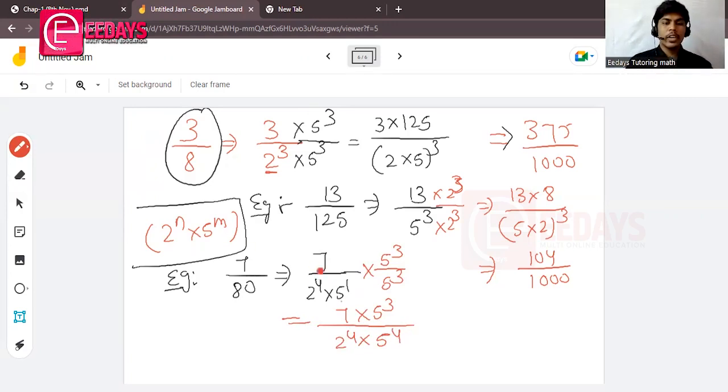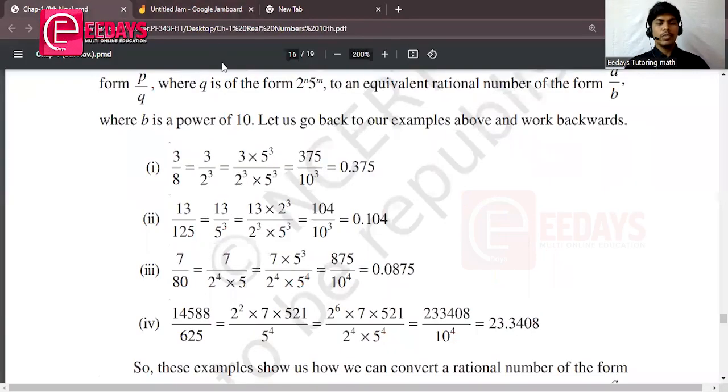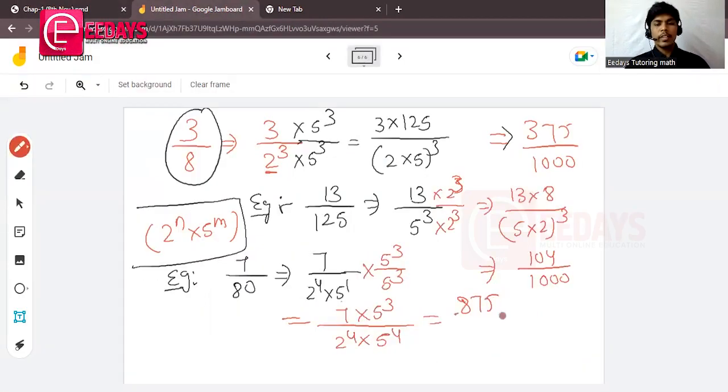Initially, you'll get 2 power 4 into 5 power 1, so that condition is not satisfied. Why? Because 1 here, 4 here. We should equate to 4, so we just multiply with 5 cube. So you'll get 7 into 5 cube, that is 875, by 10,000. So you'll get 0.0875. I hope everyone understood. If the powers are not equal, you just equate the power by multiplying with the particular value.